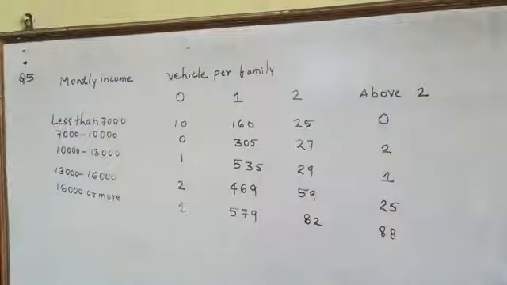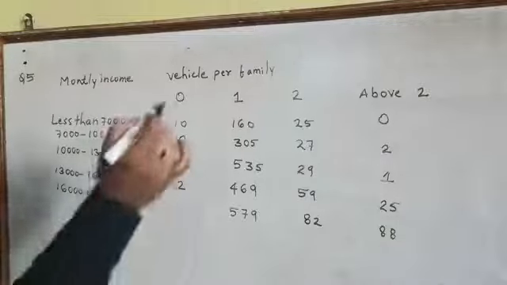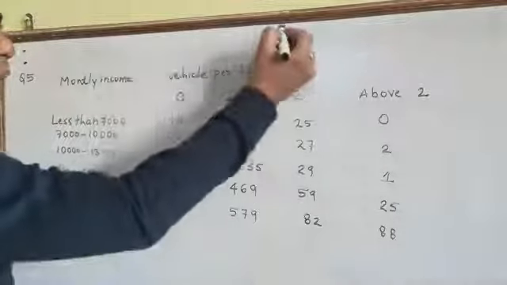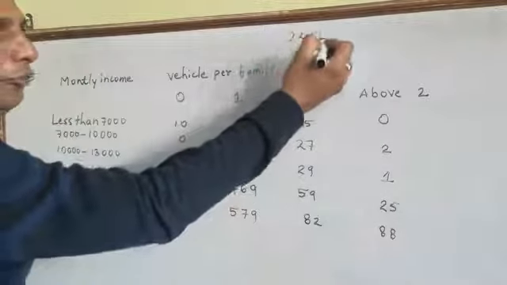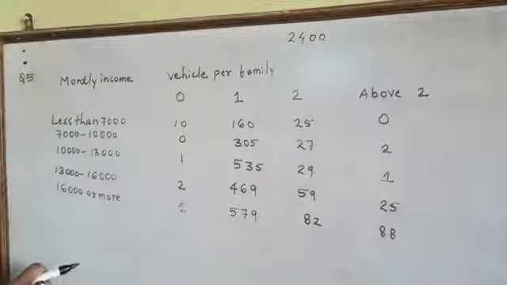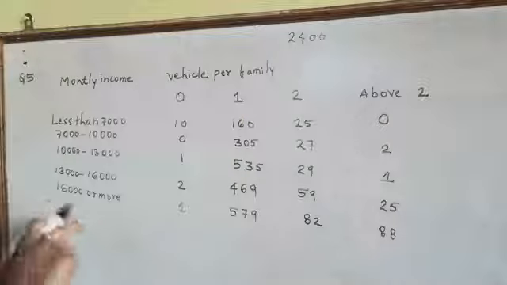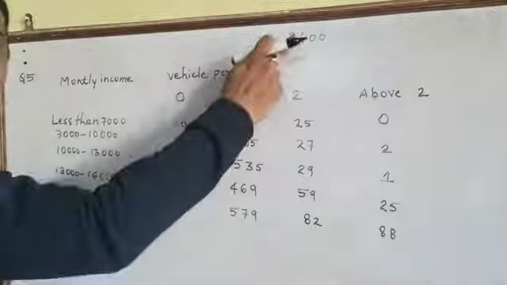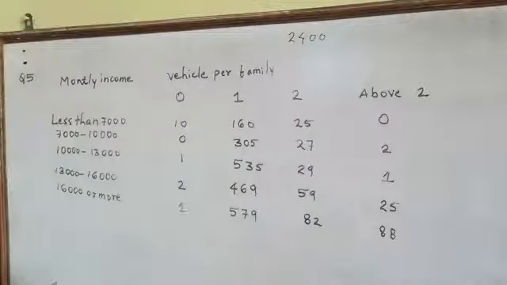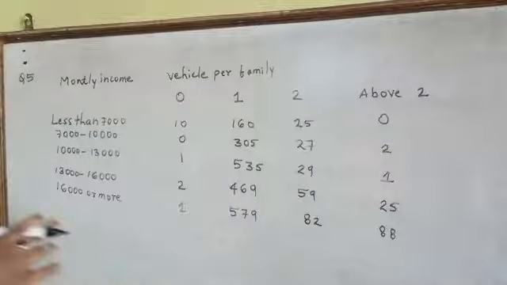Now we have to calculate answers to some questions. The total number of families was 2,400. This survey was conducted on 2,400 families, so our total outcome will be 2,400.